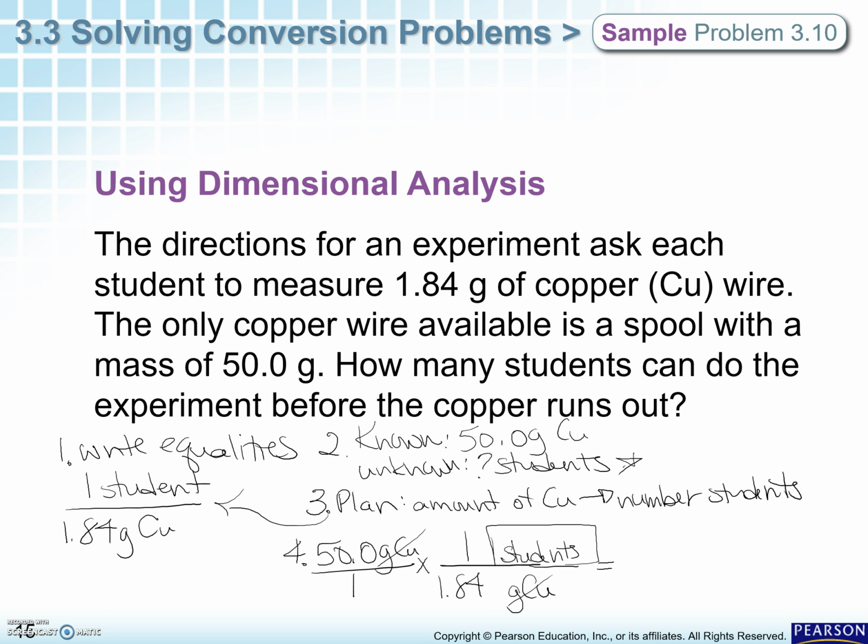So we would multiply straight across and divide by the quantities on the bottom, and we would get 27.17 students, or let's just round that to 27 since you can't have 1/10 of a student. So overall, our number would be 27 students.